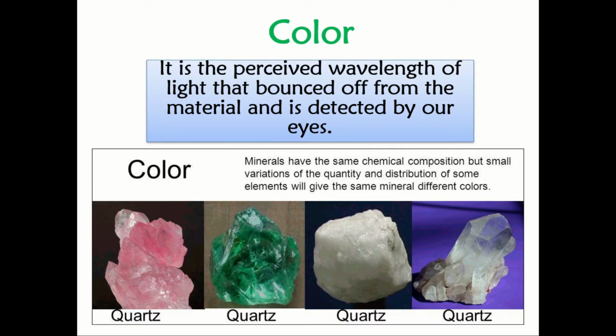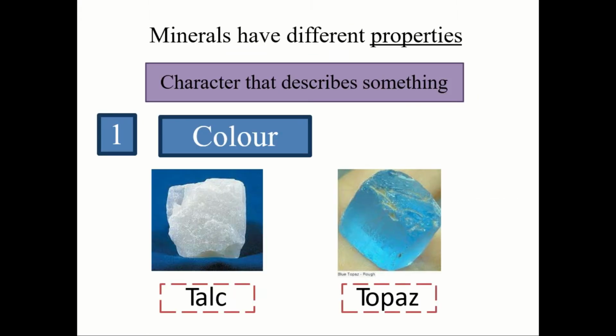So colors vary depending on the mineral's composition. Minerals with the same chemical composition but small variations in the quantity and distribution of some elements will give the same mineral different colors. Like what we had a while ago, talc and topaz, they're both different. They have different chemical compositions. That's why it gives a different color. So talc is white and topaz is blue.